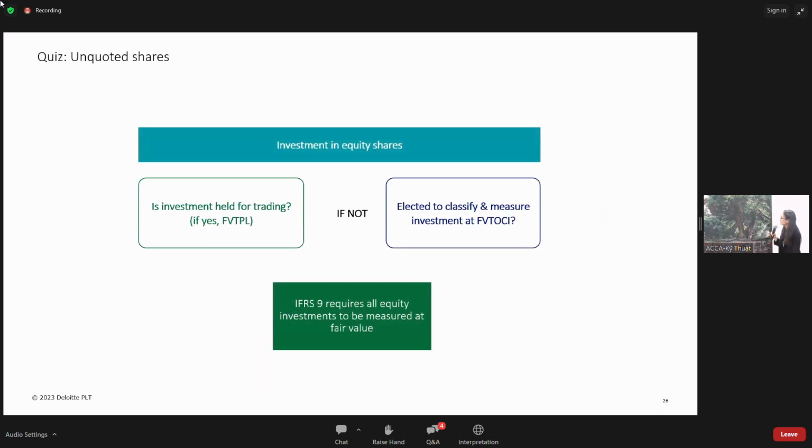So this is the debrief. For equity shares, is it an investment held for trading? If yes, fair value through P&L. If not, is it elected to classify and measure the investment at fair value through OCI? That is a one-time election. So all equity instruments are to be measured at fair value. That's a key message. So now we don't have cost anymore, unless in very, very rare circumstances.